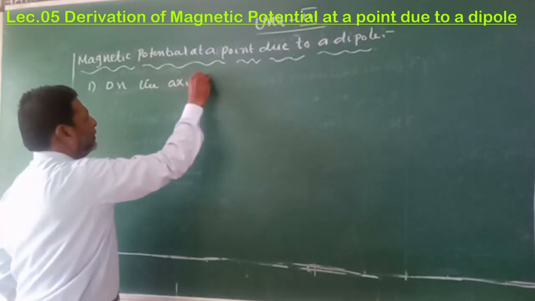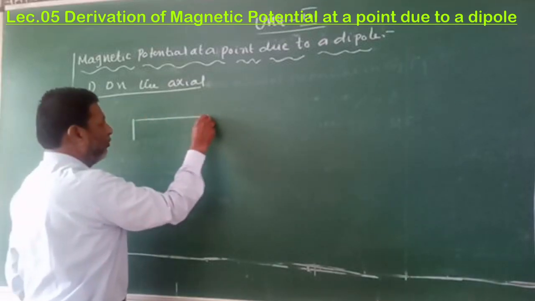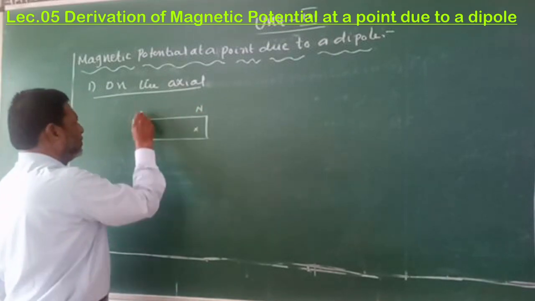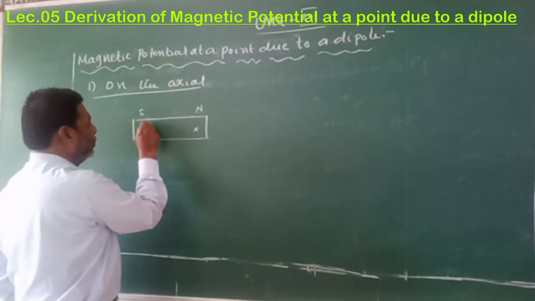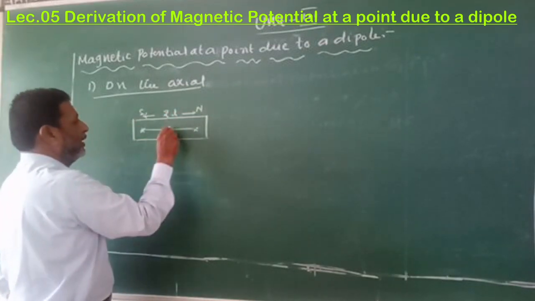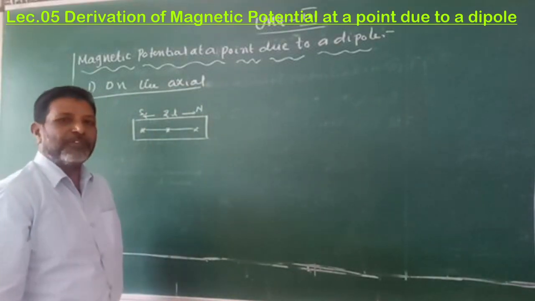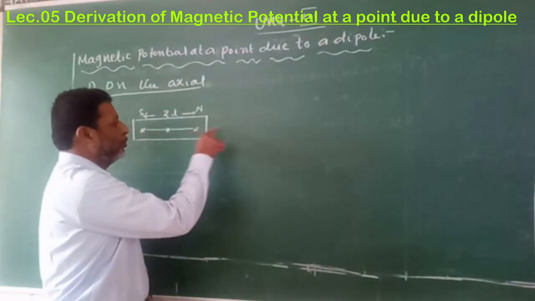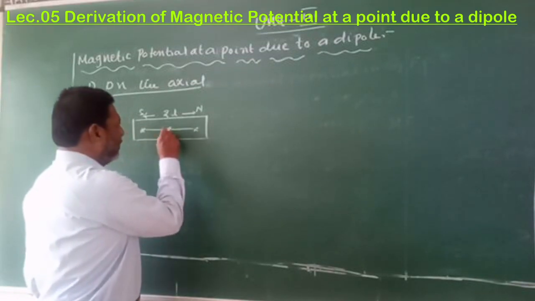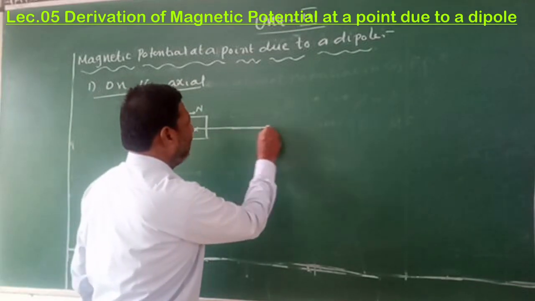Now let us consider this is a magnet, the north pole, and this is the south pole. The distance between these two is called the magnetic length. Usually we take it as 2l, and this is the center. Now the axial line is what? You are very familiar that it is a straight line passing through the poles and the center of the magnet. This is the center, and these are the poles. A straight line passing through this is the axial line.